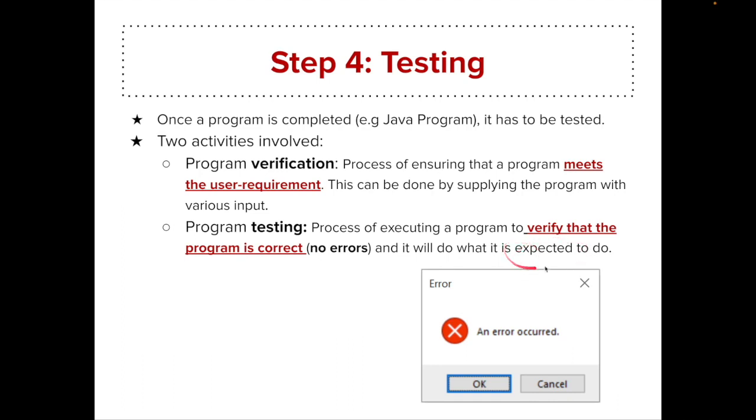So jangan confuse kat sini ya. There are two terms. Program verification, program testing. So basically program verification is to check whether a program meets user requirement. Program testing is to check whether the program is correct without having any errors. Fahamkan. Okay? Simple.